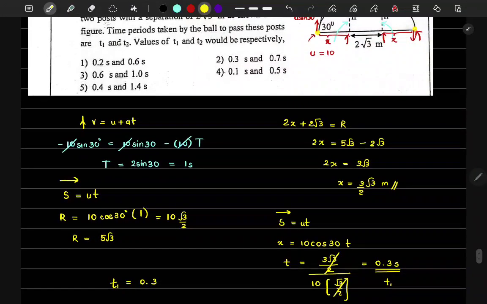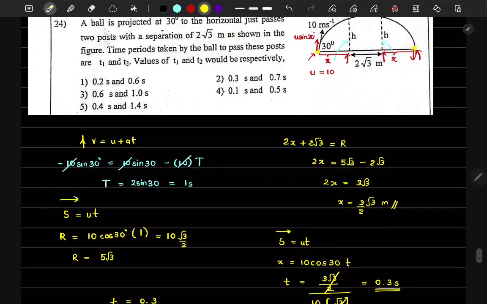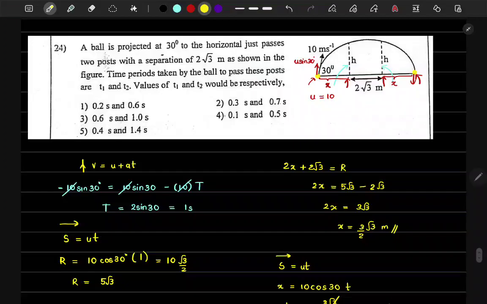The value of T1 is the time period that the ball takes to pass the first post. For the second post, I can use this diagram actually. By using this diagram, I can figure out the time T2 as well. Now the thing is, the symmetry here is not just the distances, but also the times taken. So the time taken for the ball to reach from the initial point to this first post, if it's 0.3 seconds, is equal to the time taken by the ball to move from the second post to the final point, because of the symmetry.